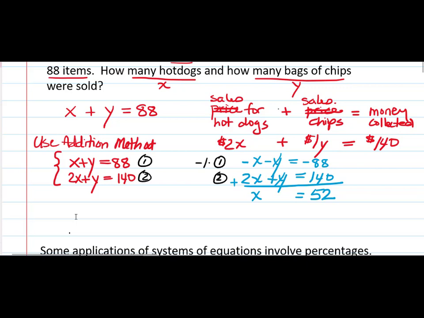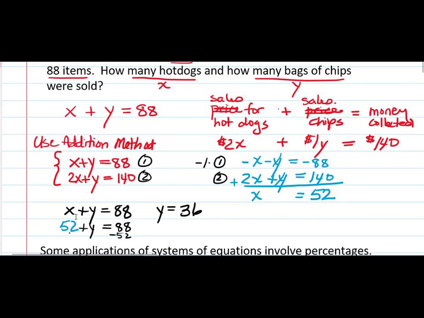Then once you have the value for one of the variables, you can plug it back into either of the equations to get the other one. The simpler equation to plug into is probably x plus y equals 88. So let's do that. Here's x plus y equals 88. We're going to plug 52 in for x. So if 52 plus y has to be equal to 88, subtracting 52, we would have y must be equal to, let's see, 36.